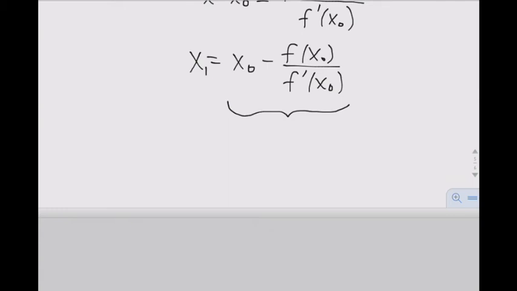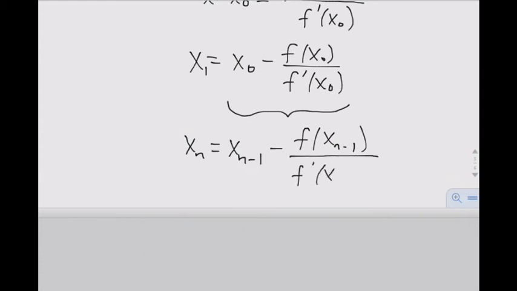So in general, I could actually write this as x sub n is equal to my x sub n minus 1 minus the function at x sub n minus 1 divided by the derivative of the function at x sub n minus 1. And there's a general process for generating these intersection points with the x-axis. Now, let's see what that would look like.